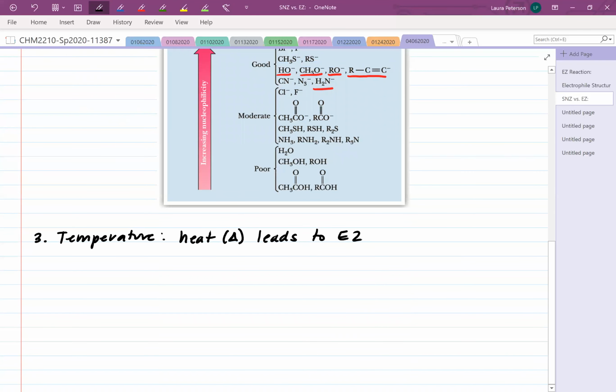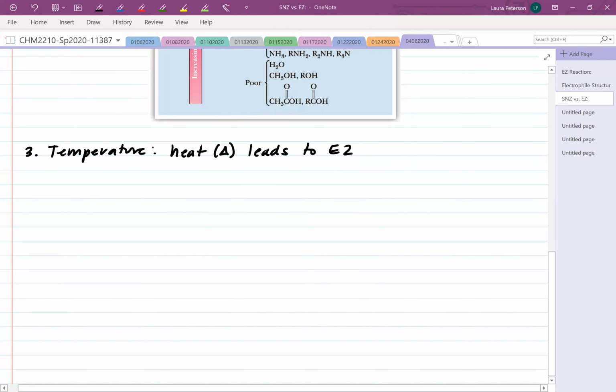And the reason why is because of an entropic term. Remember that we had this Gibbs energy equation that ended in T delta S, and so the entropy was dependent on the temperature. So as we increase the temperature, that entropic term becomes more important. Okay, and so heat can help us, that's just a clue. So oftentimes E2 eliminations will have heat, and so that's just an additional thing that you could look for when you're trying to decide between SN2 and E2.